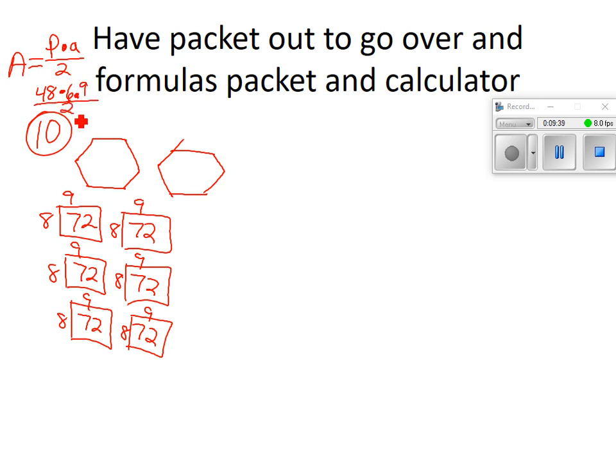Divided by 2. Do that math. 48 times 6.9, divided by 2. So I'm going to write down 300 and something. Yep. Wait, what? Oh, well, I got that. You can get 300 and something.